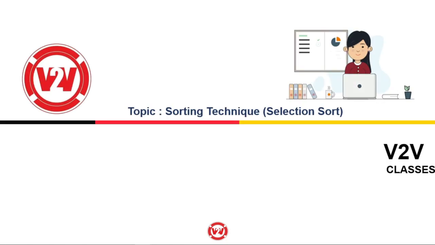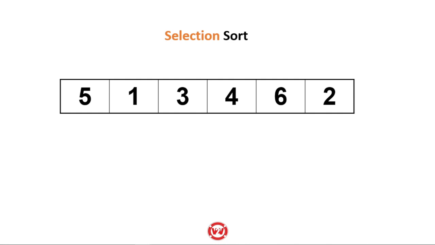Welcome everyone. Today's topic is the next sorting technique, that is selection sort. To move ahead with selection sort, what is the exact logic while doing selection sort? Now here this is in similar lines to that of insertion sort.